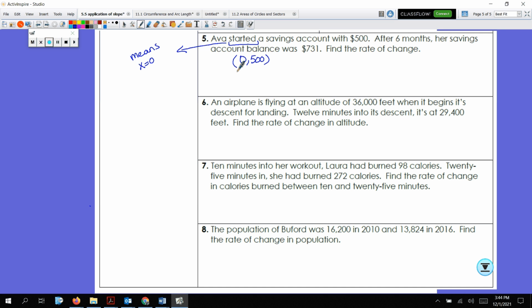Now it says after 6 months, her savings account balance was $731. We need to find the rate of change. So 6 months is going to be our x value here, and now she has $731 in her account. Let's find the slope. 731 minus 500 over 6 minus 0. That gives us 231 over 6.